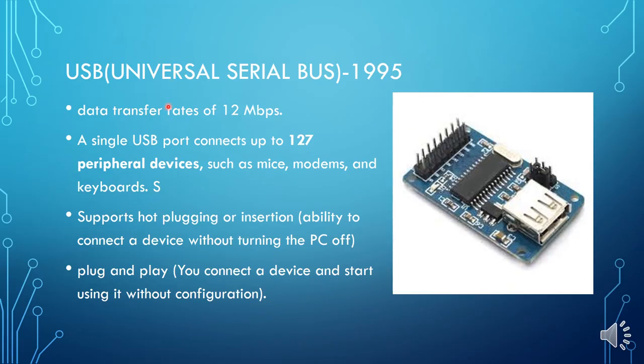Next is USB. It was introduced in 1995, and later on it evolved more and more so that it can be used for Android phones, Apple phones and other peripheral devices. Data transfer rate is 12 Mbps. It supports 127 peripheral devices such as mice, modems and keyboards. It has hot plugging, or you can say hot insertion, means it is the ability to connect a device without turning the PC off. So this is known as hot plugging.